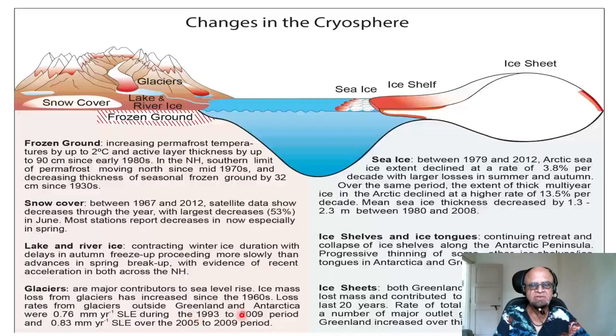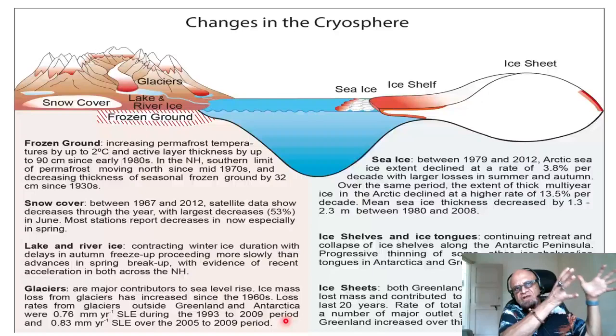Loss rates from glaciers outside Greenland and Antarctica were 0.76 millimeters per year, sea level equivalent, during the 1993 to 2009 period, and it jumped to 0.83 millimeters per year, sea level equivalent, over the 2005 to 2009 period when this report was written. And now it's still continuing to accelerate. What does that mean? 0.76 millimeters per year may sound like a small thing, and that is the sea level equivalent, which means how much the sea level is rising. You convert this loss of glacier mass into the sea level rise.